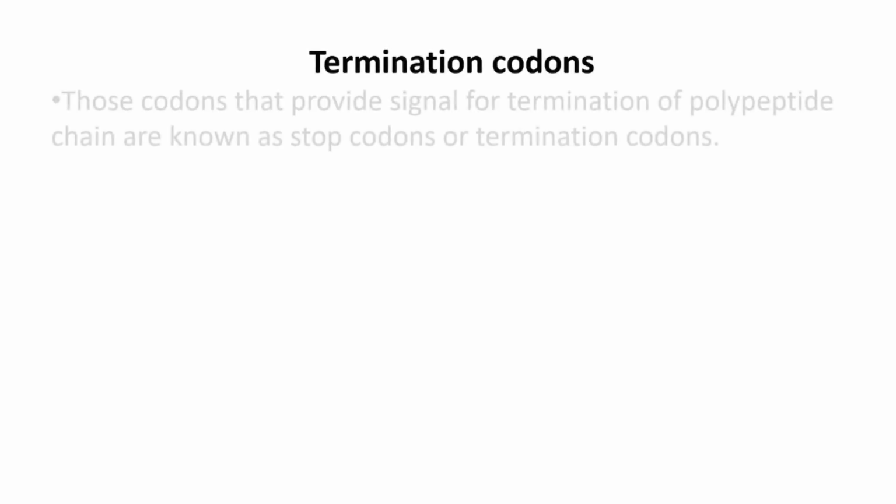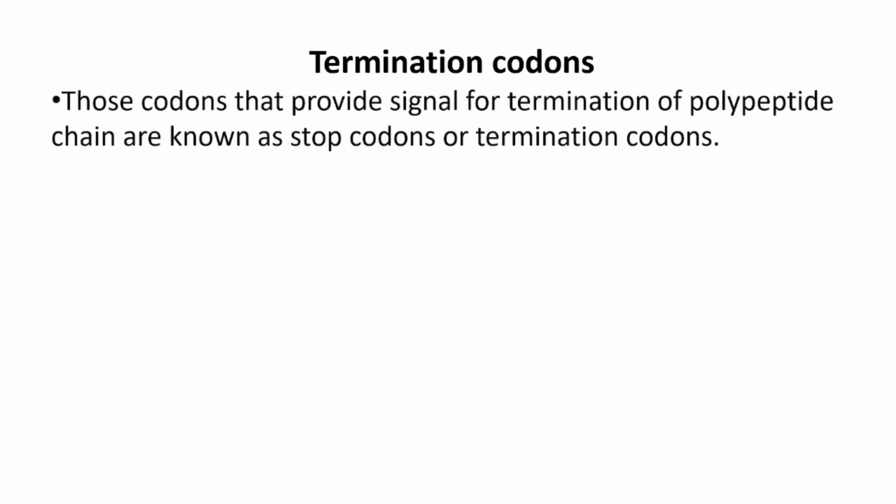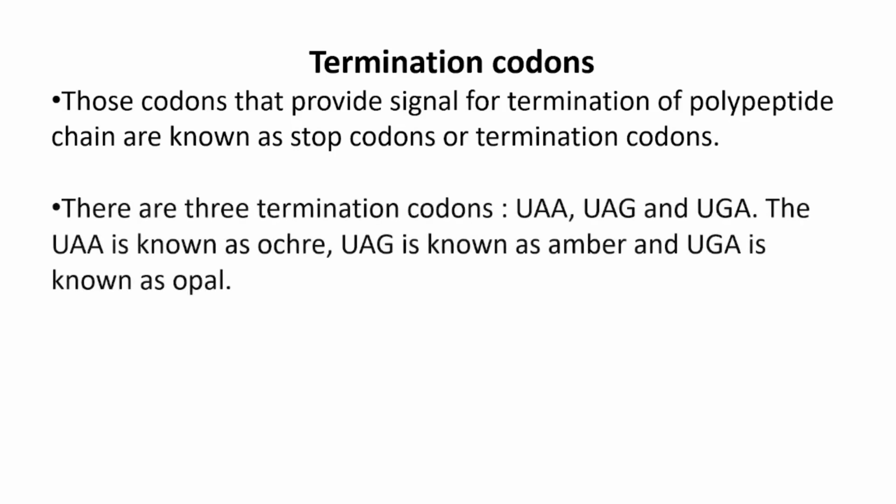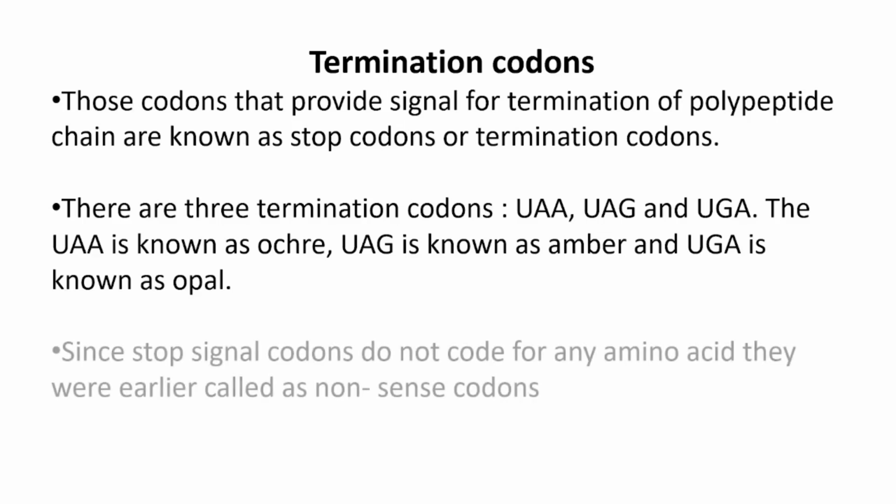What are termination codons? Those codons that provide the signal for termination of polypeptide chain synthesis are known as stop codons or termination codons. There are three termination codons: UAA, UAG and UGA. UAA is known as Ochre, UAG is known as Amber and UGA is known as Opal. Since stop signal codons do not code for any amino acids, they are also called nonsense codons.